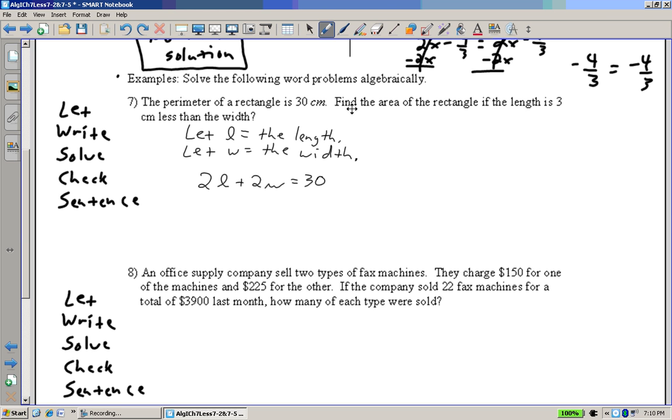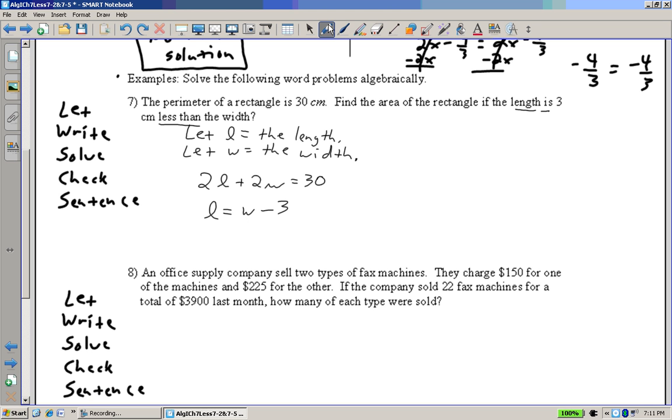They also have told me the length is 3 centimeters less than the width. So let's just break this down. The length equals 3 less than. The "than" is sort of a switch word, so the 3 goes at the back and the width goes in the front. So the length is 3 centimeters less than the width.